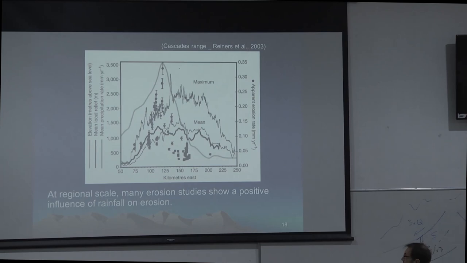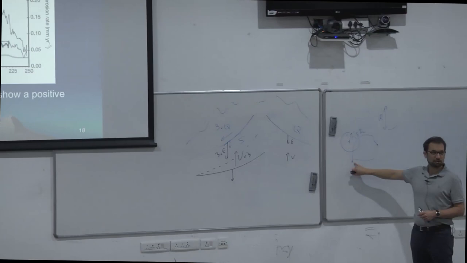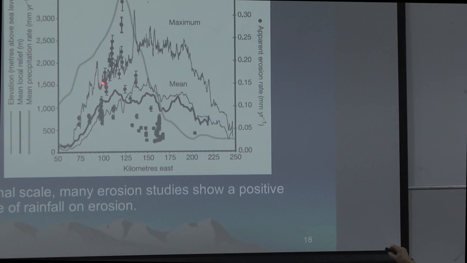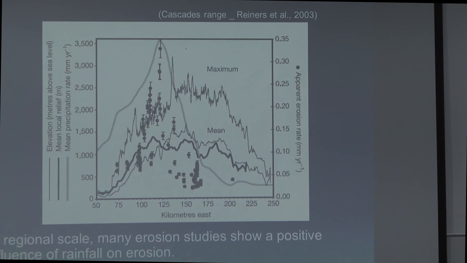But for the mean topography, it's not a problem, because with the relief we are looking at the maximum minus the minimum elevation. So if the minimum elevation of the river in that area is close to sea level, then maybe the relief will be very close to the maximum elevation of the crest, and it can be higher than the mean elevation. Does it answer your question? Yes.